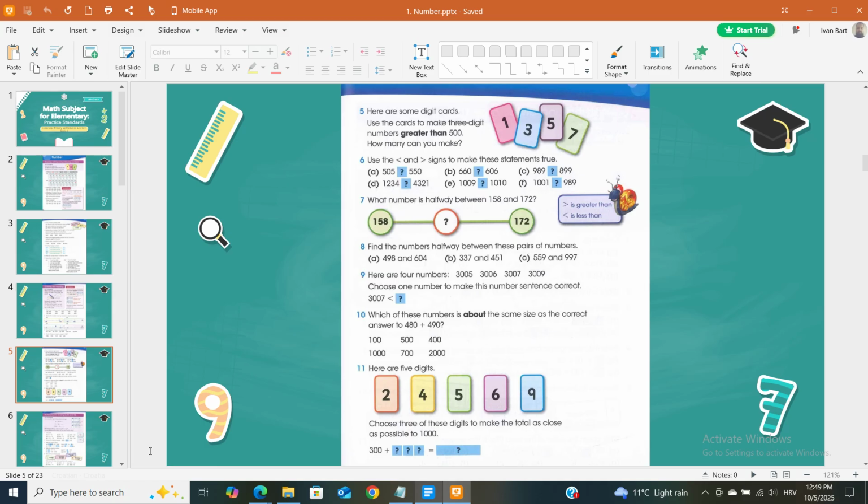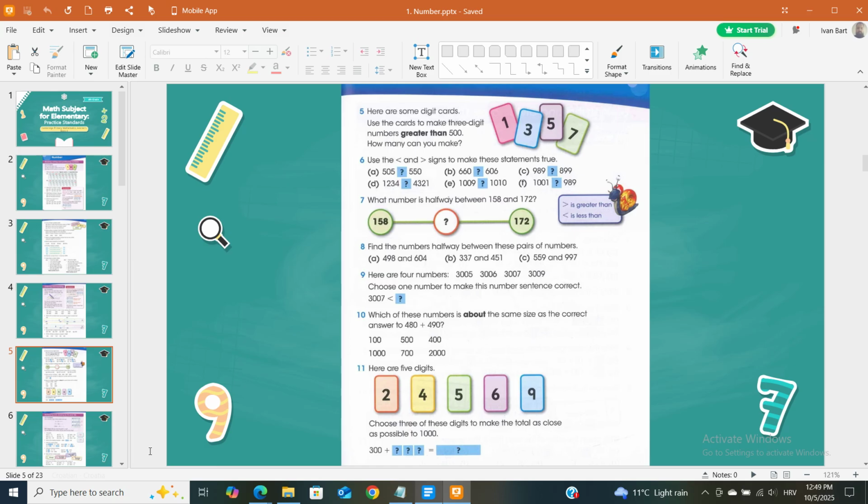989. 7. What number is halfway between 158 and 172? Greater than is greater than, less than is less than. 158? 172.